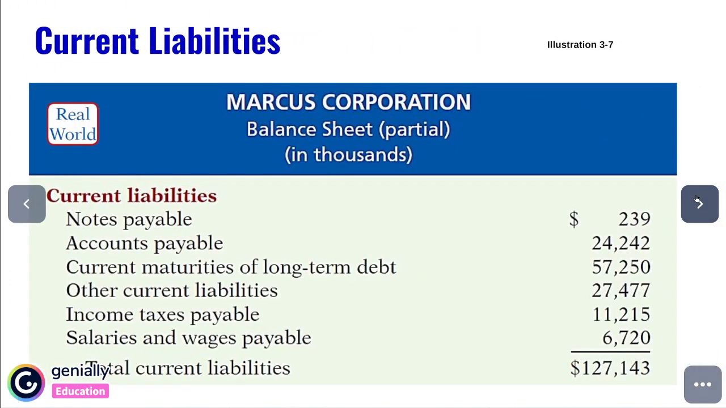Now if we look at the company, Market Corporation, we see the current liabilities here. They have notes payable, accounts payable, and current maturity of long-term debt, which means that on this day they have to pay that portion of the debt. We also have other current liabilities, such as income tax and salaries and wages payable. The total amount is 127,000 US dollars for Market Corporation.